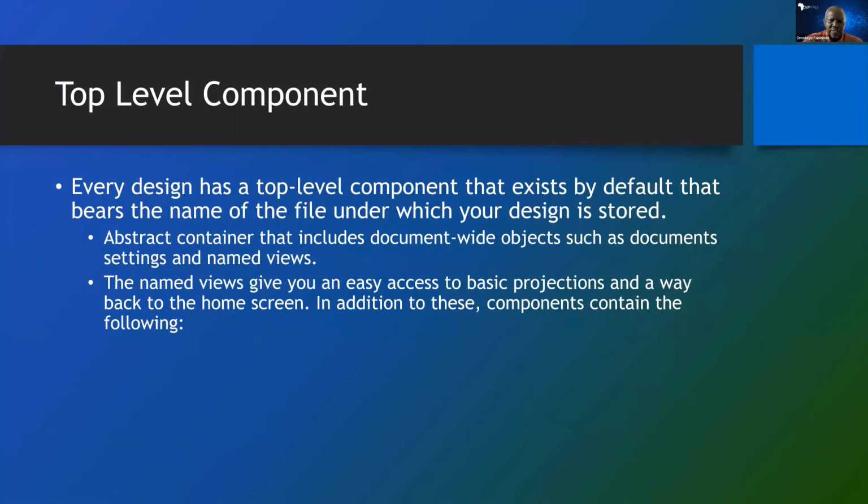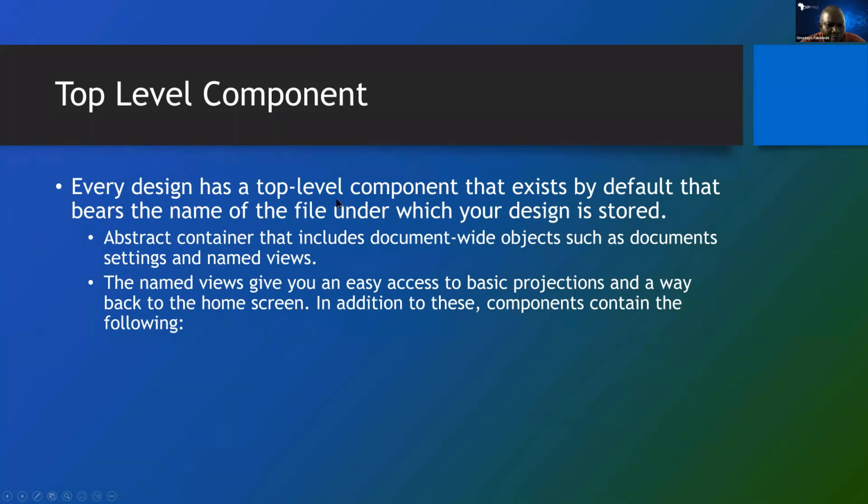Top level component. Every design has a top level component. Everything you do in Fusion 360, you are essentially doing it in a component. The top level component exists by default, and it bears the name of the file under which your design is stored. By the time you name your file, that name is also the name borne by the top level component. So your top level component has the same name as your file.